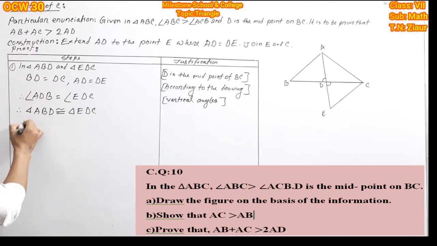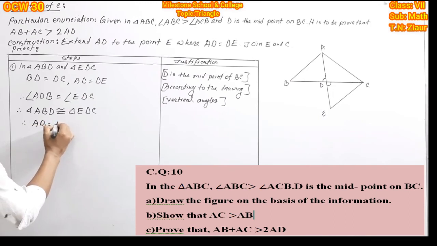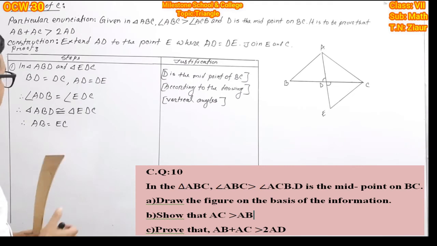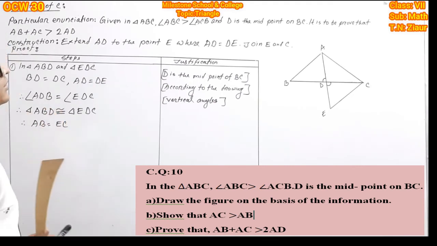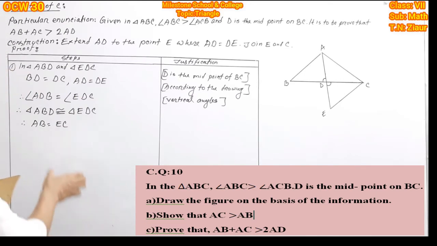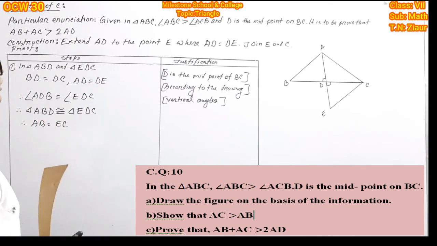So therefore we can write here AB is equal to AC or CE. Okay, AB is equal to AC. We can write this one. This side is equal. Have you understood, students? When the triangles are congruent, that means this side is equal. Okay.